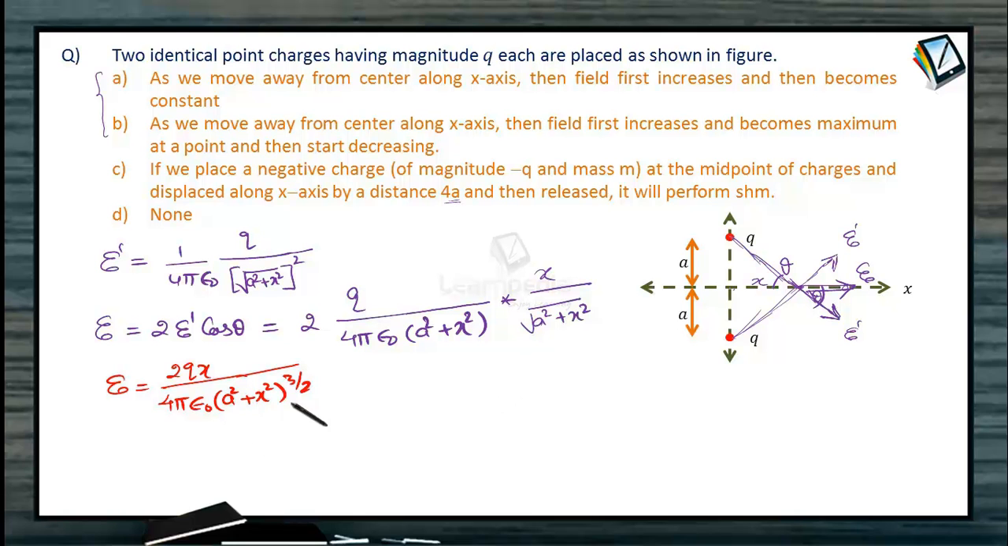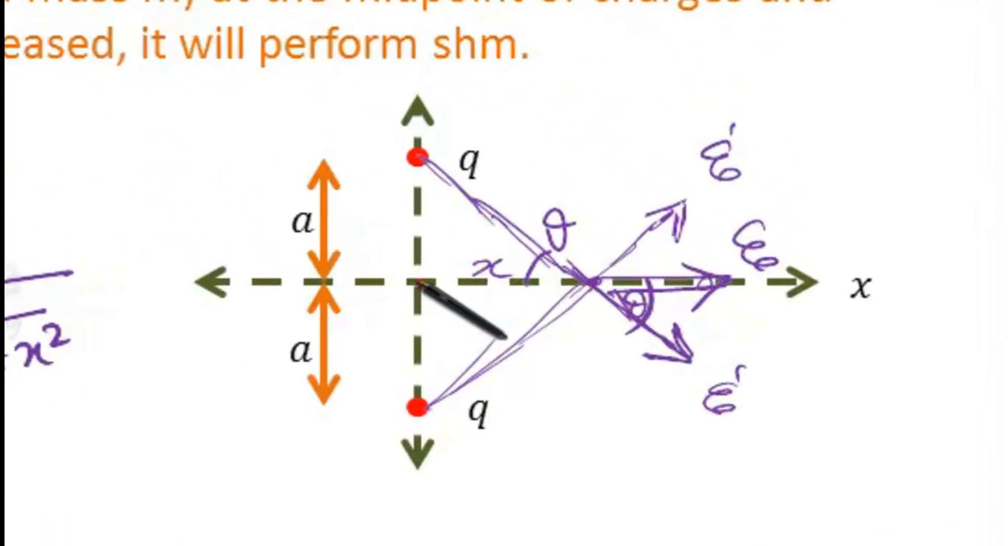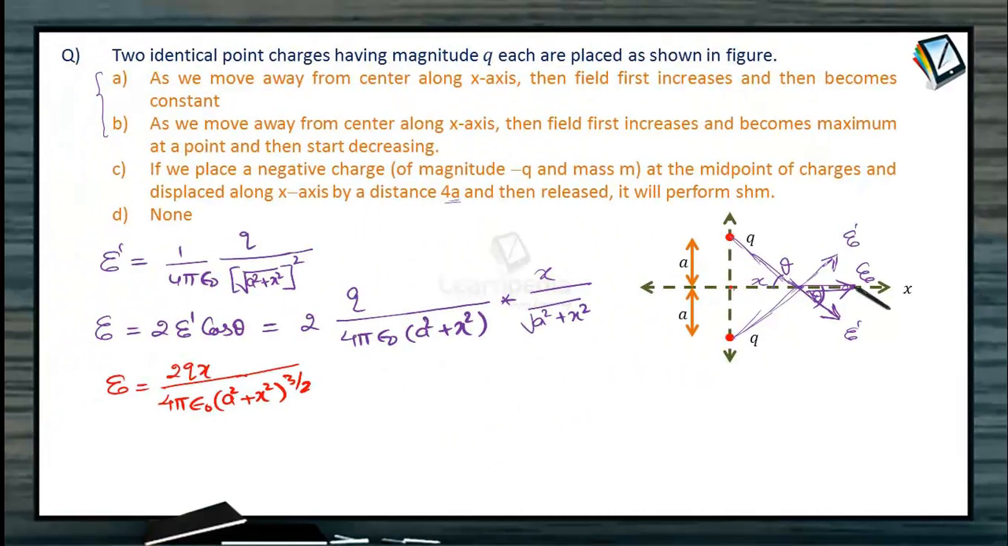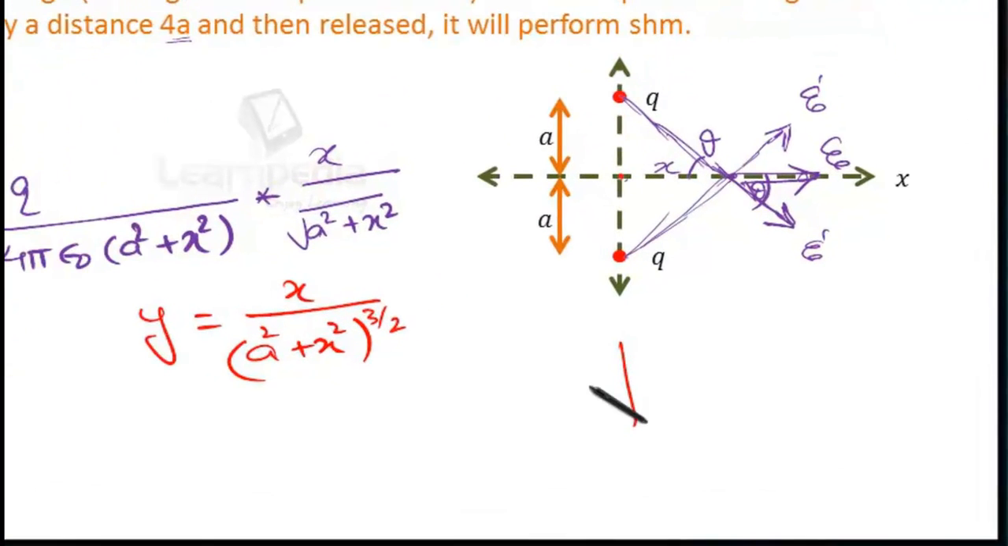Now, how is this electric field going to change? As you can see, at the center the electric field is clearly going to be 0. And as we move away from here, the electric field is going to first increase and then decrease to 0. You can analyze this particular function. Let us assume that y is equal to x divided by a square plus x square raised to the power 3 by 2, and analyze this function. Then the graph that we get will be somewhat like this. It means that at a particular distance, this field will become maximum, the value of y will become maximum.